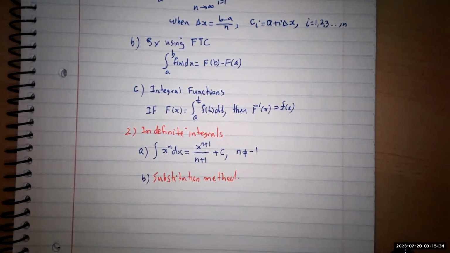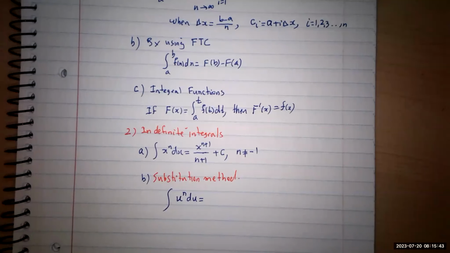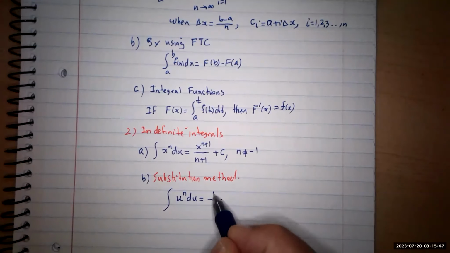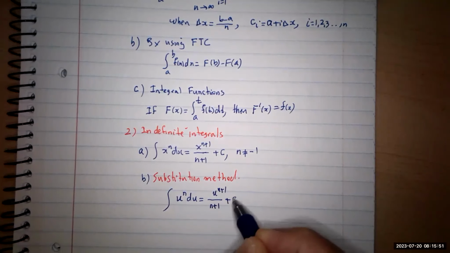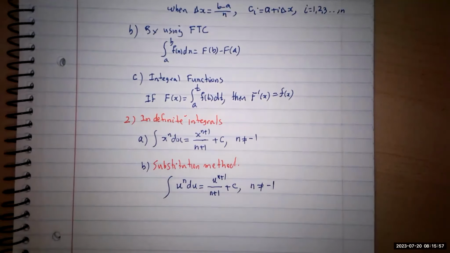For the substitution method, you know that you have to use the general power rule, and that would be u to the n du. This is the problem that we usually use the chain rule to differentiate. So again, this is going to be u to the n plus 1 over n plus 1 plus the constant c. Of course, n for the time being cannot be equal to negative 1.